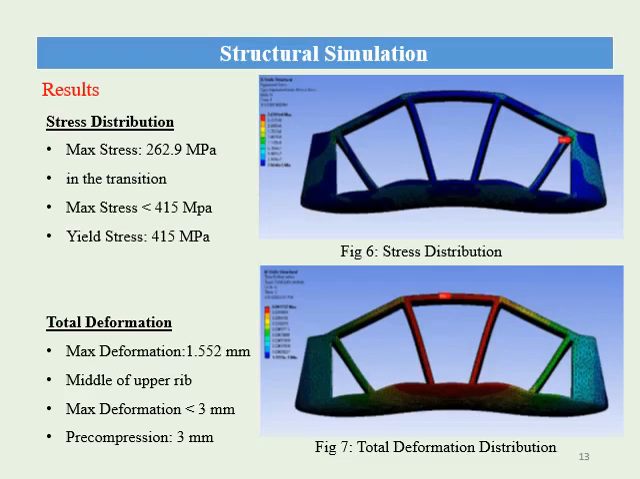After the simulation, we obtained the data as follows. The stress distribution had a maximum of 262.9 megapascals in the transition, which is lower than the yield stress of 415 megapascals, so it was a good value. The total deformation was maximum in the upper middle rib, at about 1.552 millimeters, which is less than the 3 millimeters of pre-compression.